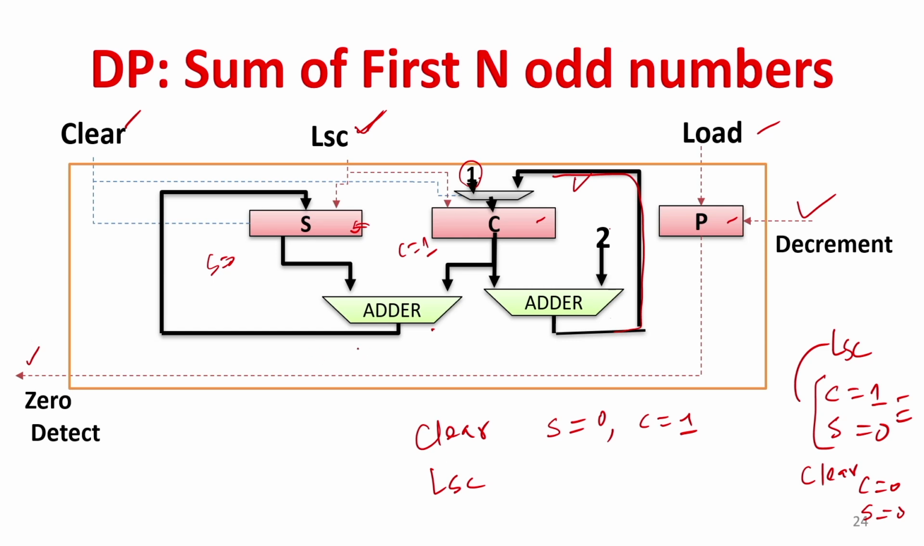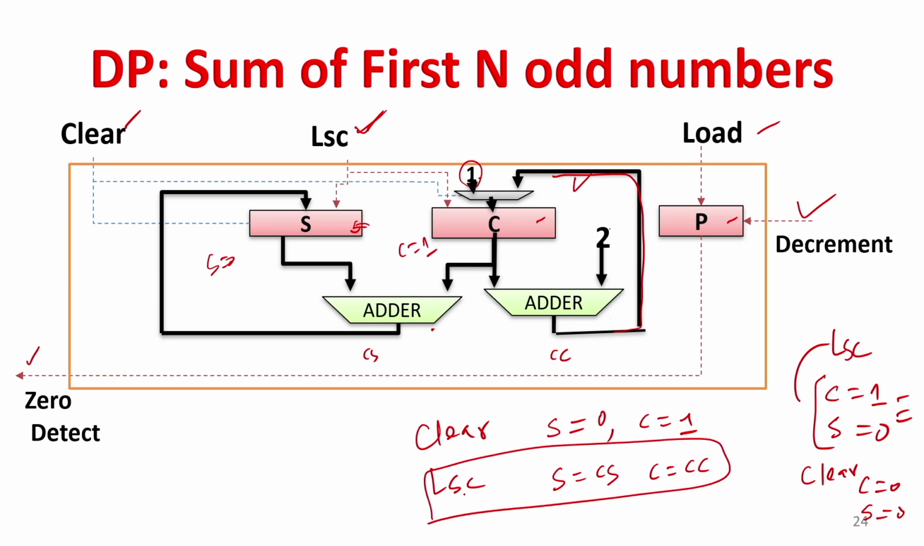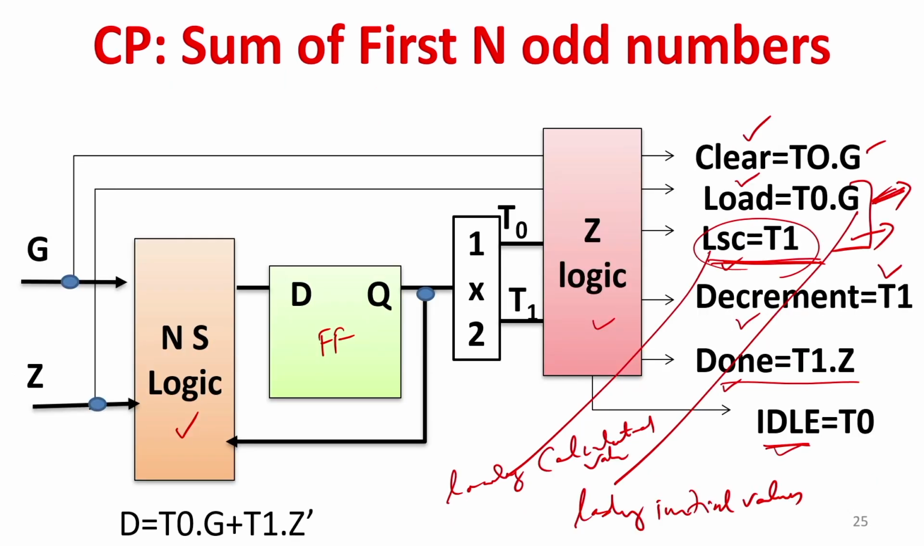So, particularly this is the computed value. We can say computed S and this is computed C. So in this case S will be the computed S value and C equal to the computed C value. This is what LSC will do. This is the computed C value, this is the computed S value. In this way it will generate the signals. Okay.